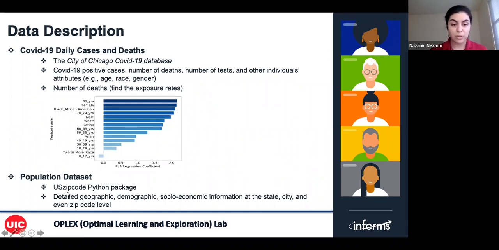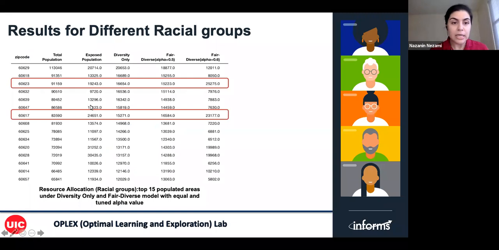We also use another data set, which is the population data set. We use the Python package called US zip code, and based on the documentation of the package, they update their data regularly, and they have demographic information at city and zip code level. We didn't have the intersectional population that we were looking for in our original model setting, but we decided to apply our model on different sensitive attributes separately. So for example, this is a result for racial groups.